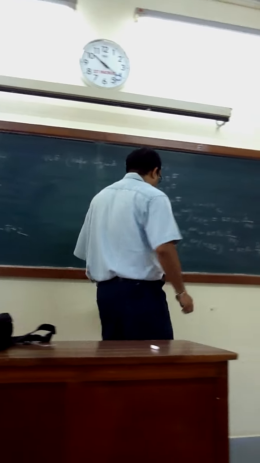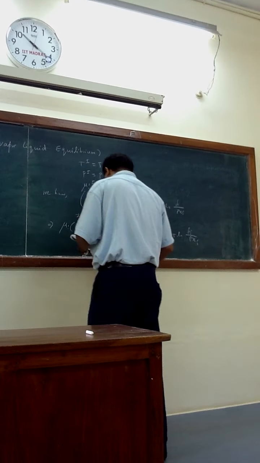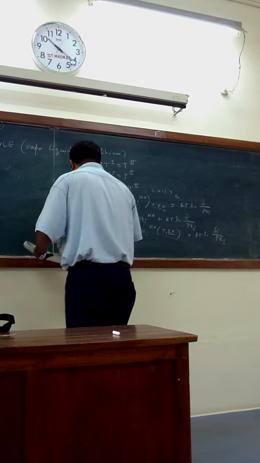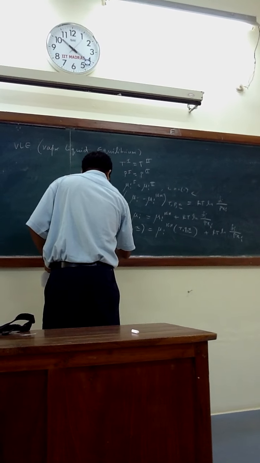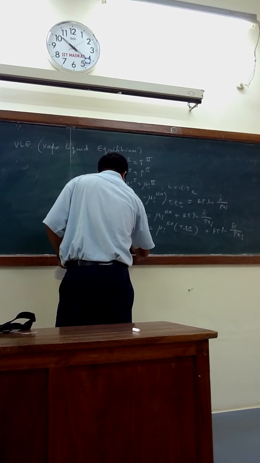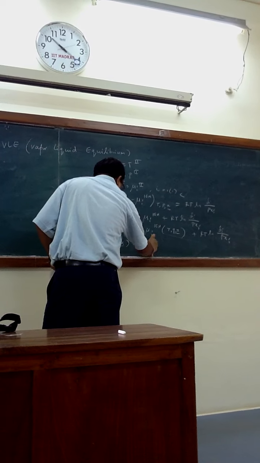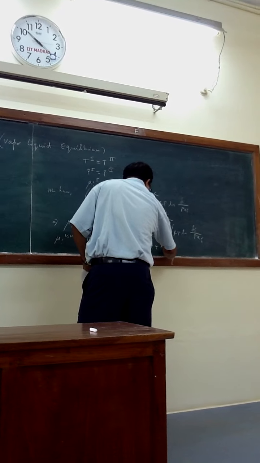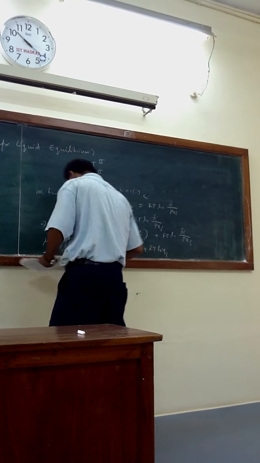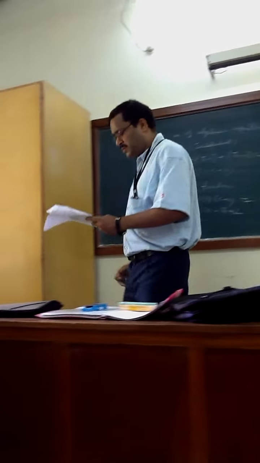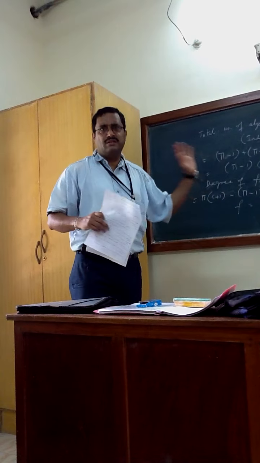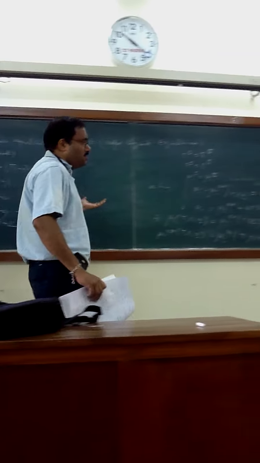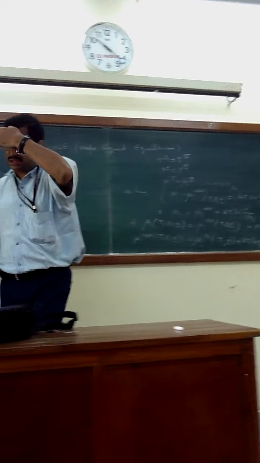And we can also write this μ_i^IGM(T,P,x̄). There is a relationship: μ_i^IG(T,P) plus RT ln x_i. We have done it already, correct? So far nothing new I have done. I am just talking about derivations.